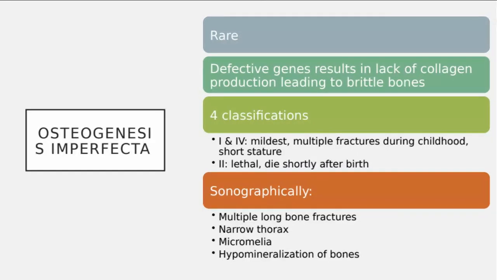On ultrasound, we can see fractures in the long bones. So when we're taking our femur images, our calf views, our radius and ulna views, we'll be able to actually see disruptions in that hyperechoic bone. They're also going to have a narrow thorax. We're going to have micromelia in some of the extremities. And then, of course, we're going to see that hypomineralization of the bones themselves, so they may not appear as bright and hyperechoic as we're used to seeing.